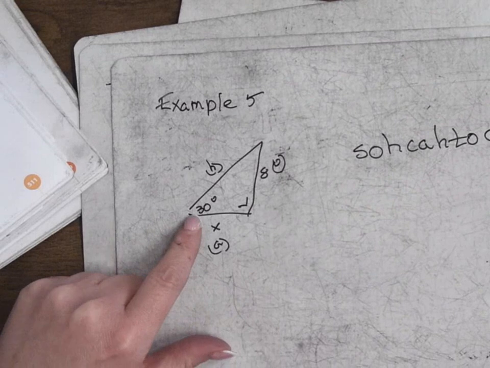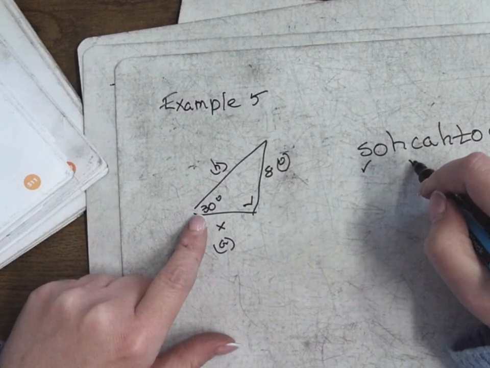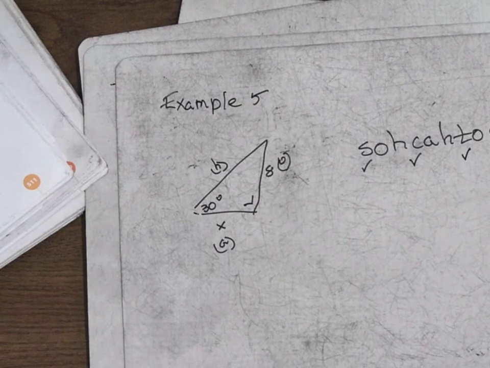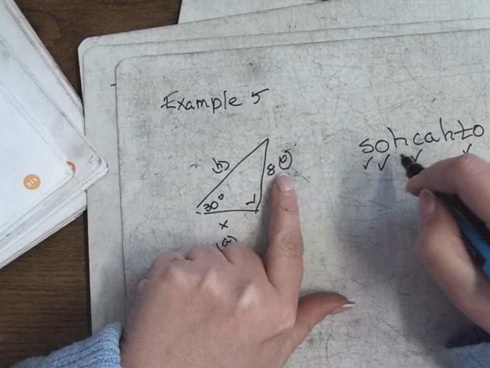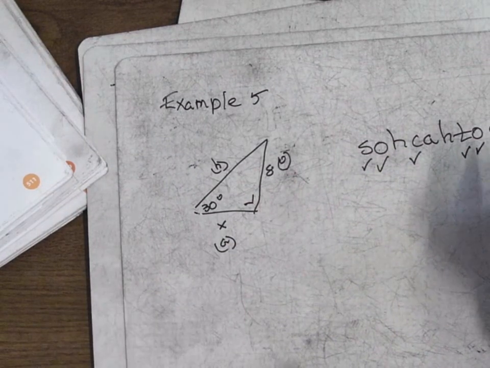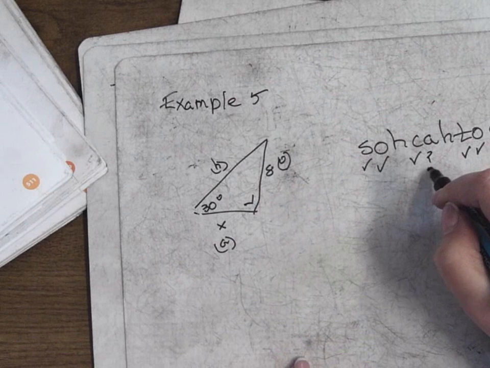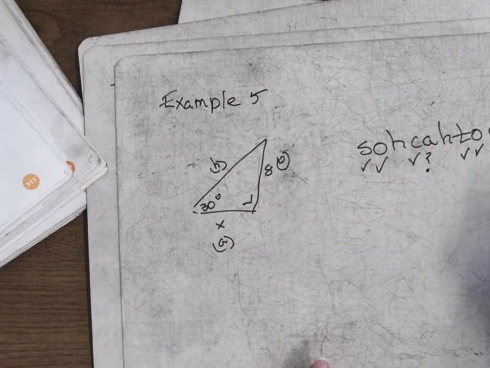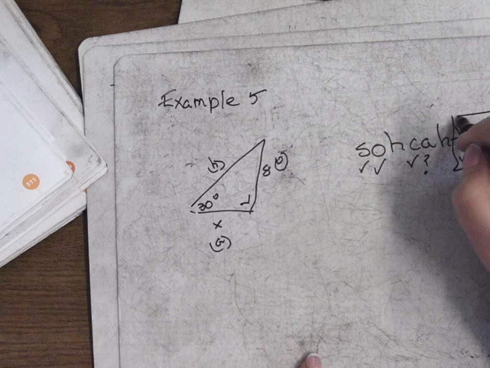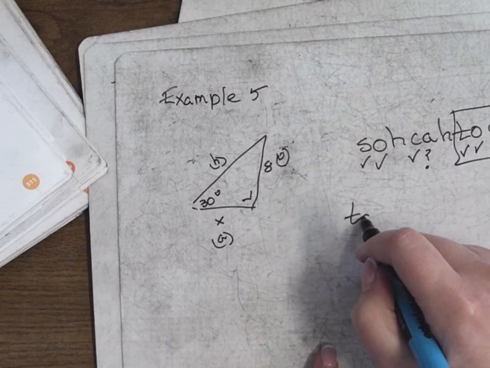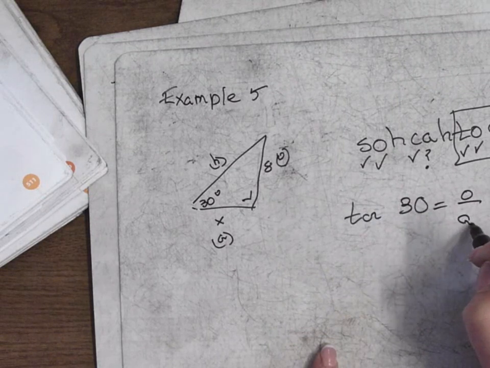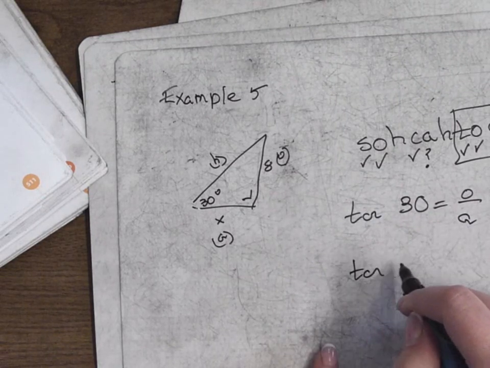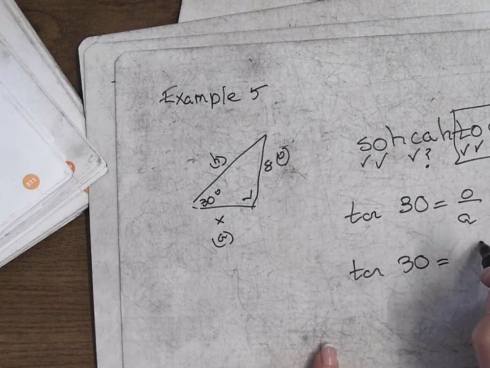Okay? So I know the angle, so that means I know sine of 30, cos of 30, tan of 30. Well, I don't know, but the calculator does, and that's the important thing. I know the opposite, it's 8. I'm looking for the adjacent, so I'm going to put a question mark on the A. So which one am I using? Tan. Okay, so tan of the angle 30 equals O over A. So tan of 30 equals 8 over the adjacent, which is x.